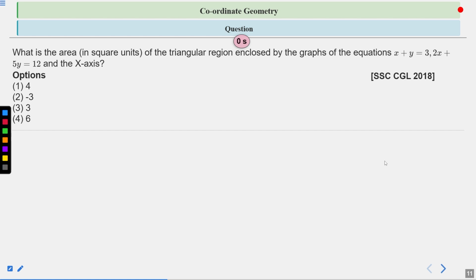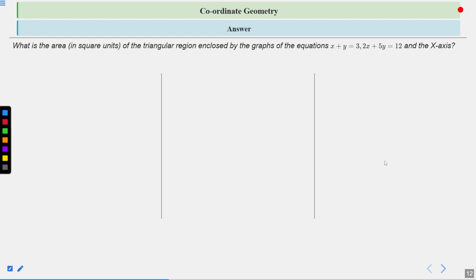Now time's up. Let's see the solution of this question. We need to calculate the triangular area, which is given between the graph lines of x plus y equals 3 and 2x plus 5y equals 12. So we can calculate it. The correct answer of this question is the third one, which is 3.